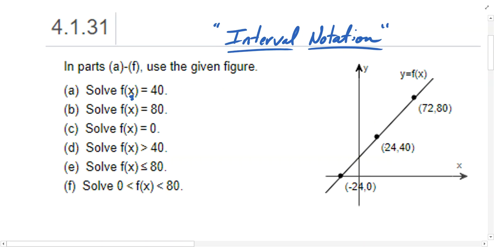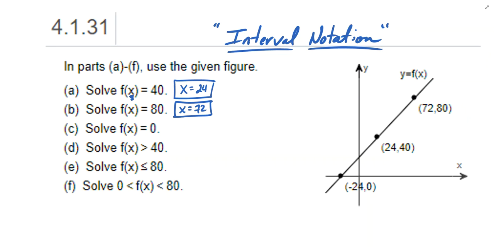Well, that's easy. The x value that makes the function value 40 is an x value of 24. So the solution for part A is 24. x is equal to 24. For part B, we would say that x is equal to, not 80, sorry, 72, because it takes an x value of 72 to generate a y value, or a function result, of 80.